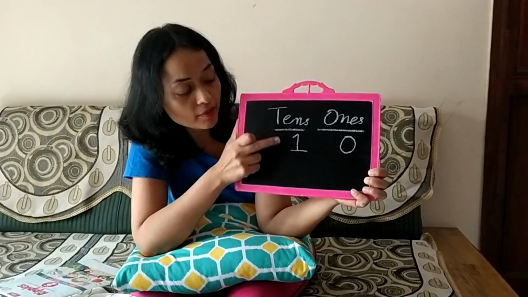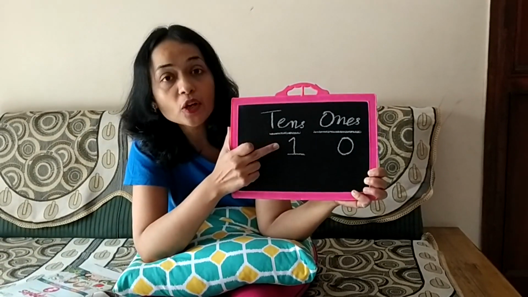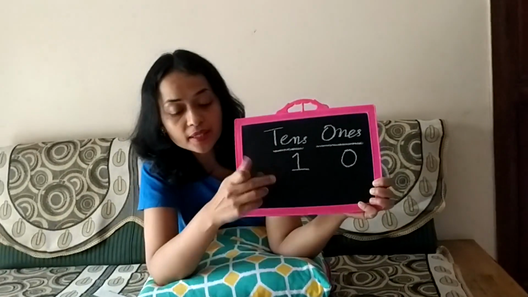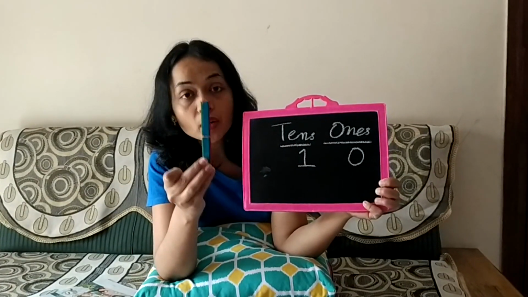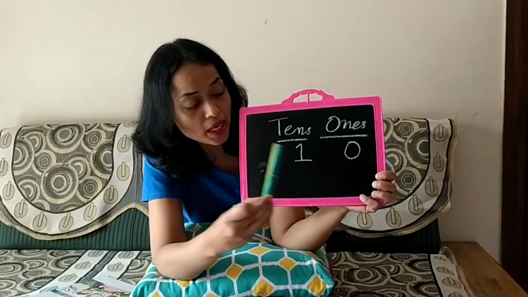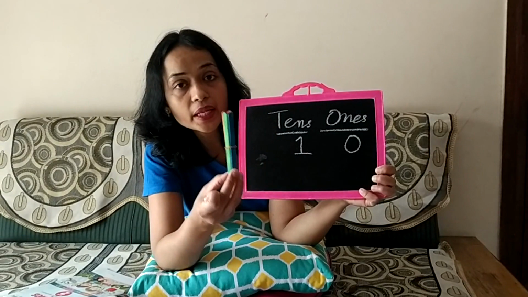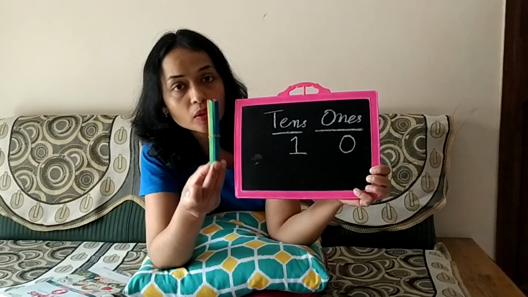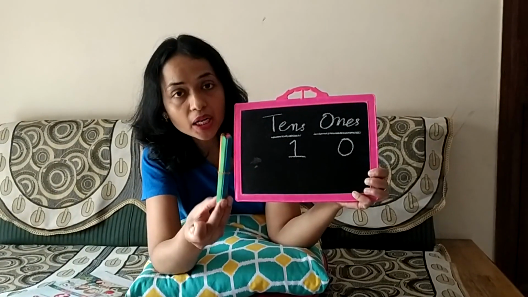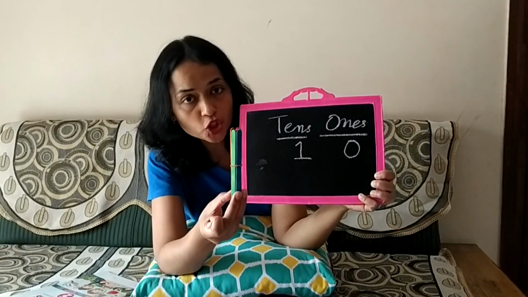So here under tens the value 1 represents the bundle 1. I have one bundle. This one value represents the number 10. The one bundle of 10 objects.